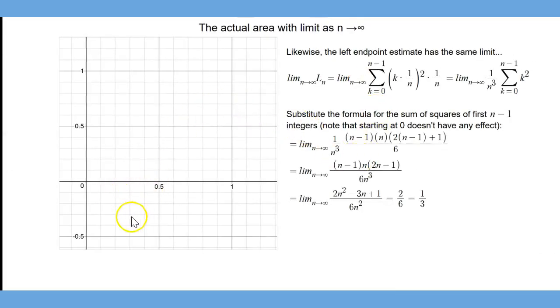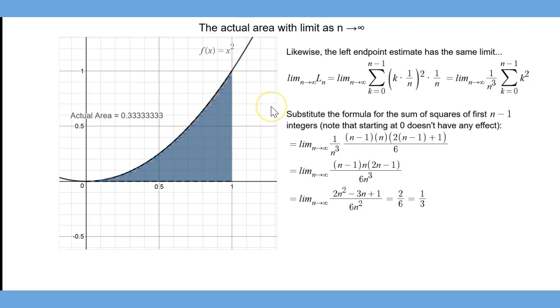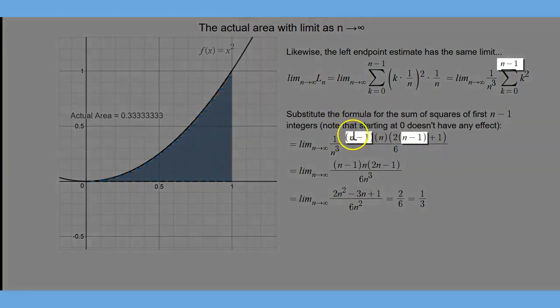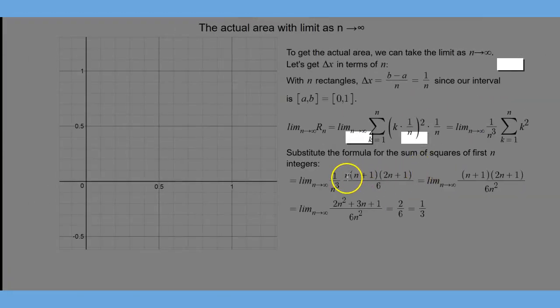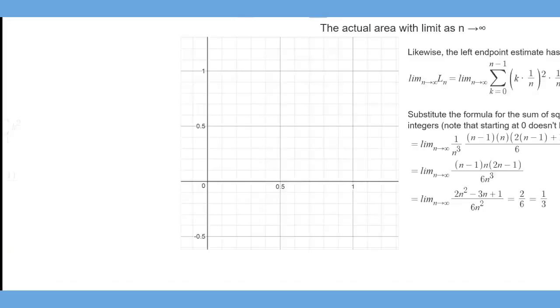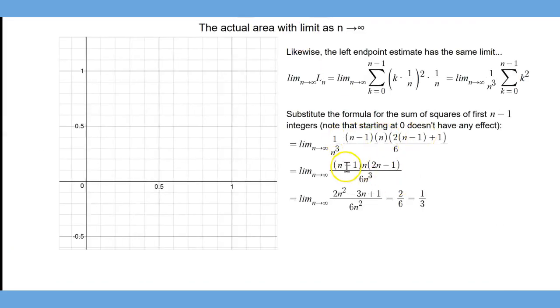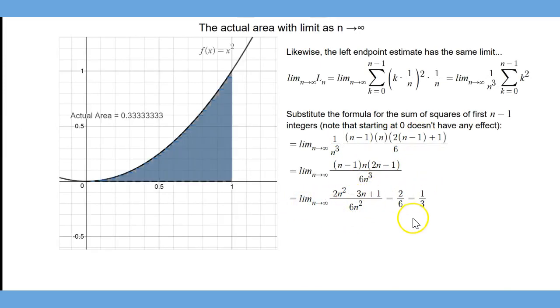And we can walk through the same type of thing with the left endpoint estimate with this sum. Notice that when k equals 0 to n minus 1, we need to adjust the formula, because k equals 0 is contributing nothing, but we're just going to n minus 1. So we are going to substitute n minus 1 where we had n before. And again, it evaluates to a different function, but that limit still goes to 1/3.